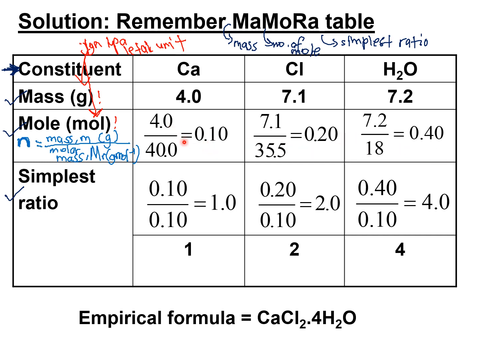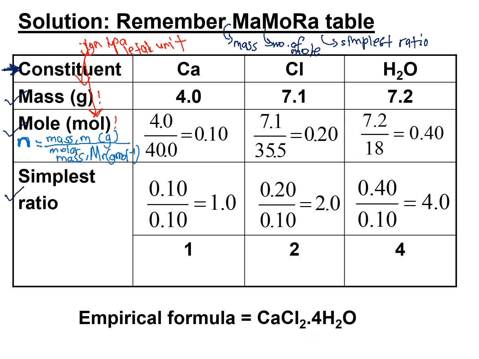So to calculate the number of mole of calcium, you know the mass of calcium is 4. And then in the periodic table of elements, the molar mass of calcium is 40. So 4 divided by 40 is 0.10. Chlorine, its mass is 7.1. In the periodic table of elements, the molar mass of chlorine is 35.5. 7.1 divided by 35.5 gives 0.2. Okay, for H2O, the mass given is 7.2.